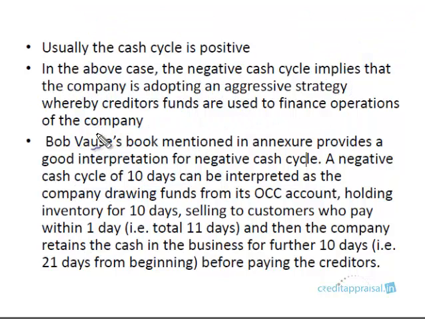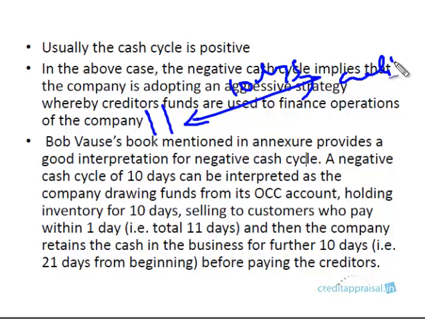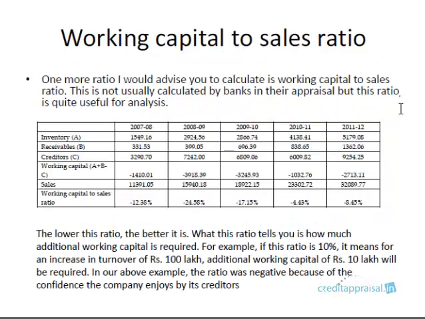But for large companies, this is what happens. You'll have the flexibility to wait for some time, say 10 days, before you make payment to the creditor. So that is the interpretation of a negative cash cycle. Now, very strong companies do have this situation.